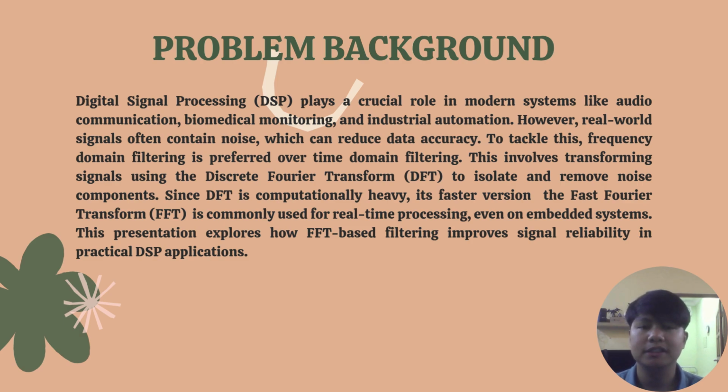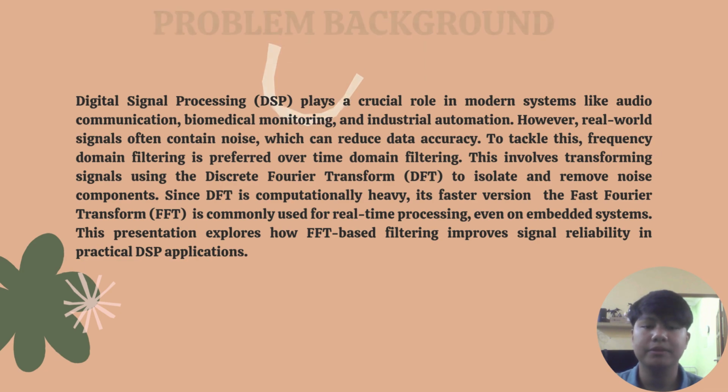Digital signal processing, or DSP, is widely used in systems like audio, biomedical, and industrial automation. One major challenge is noise, which affects signal accuracy. To reduce noise, we use frequency domain filtering by converting signals using the discrete Fourier transform, or DFT, but since DFT is slow, we use its faster version, the fast Fourier transform, FFT. FFT makes real-time processing possible even on embedded systems like Arduino or Raspberry Pi. This presentation will show how FFT-based filtering improves signal quality in practical DSP applications.